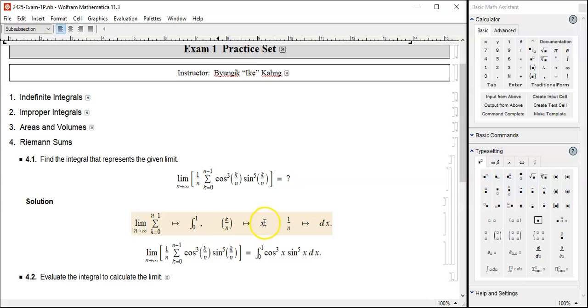And k over n is going to x. 1 over n is going to dx. And if you use these conversions, you end up with this integral. The integral from 0 to 1 of cosine to the third power, sine to the fifth power. It's a complicated integral, but it's not impossible.